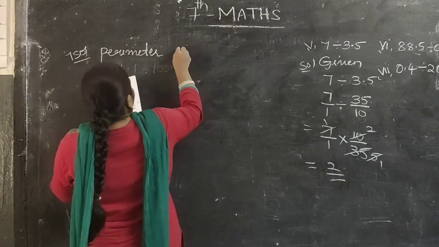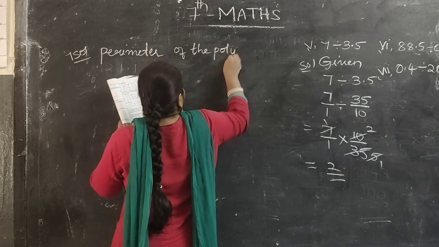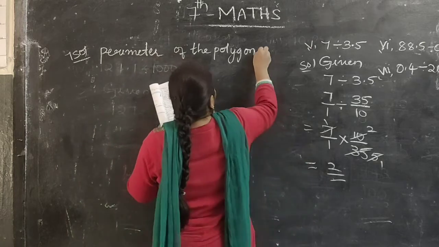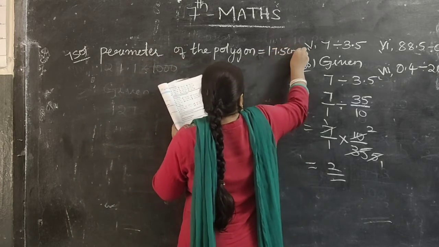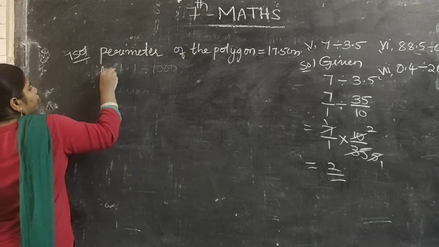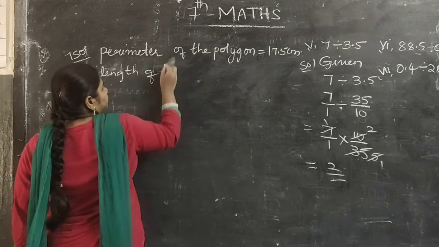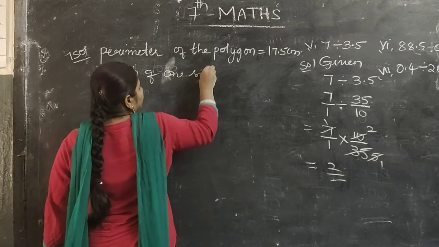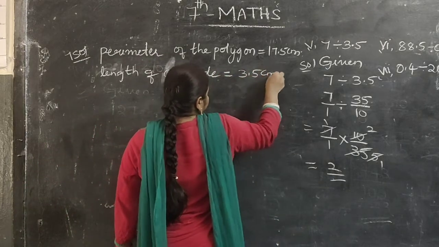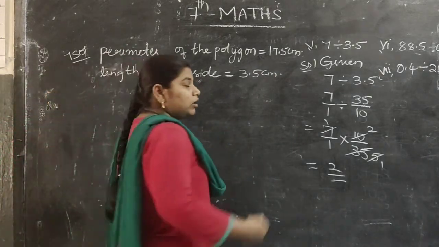So perimeter of the polygon. The perimeter of a polygon is how much? 17.5 centimeters. And one side value they have given. Length of one side is how much here? 3.5 centimeters. So what we have to find? We have to find how many sides are there for the regular polygon.